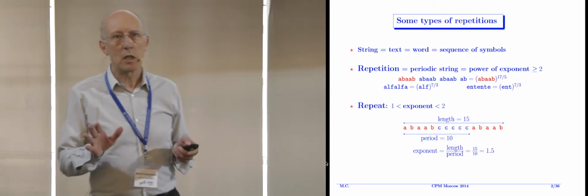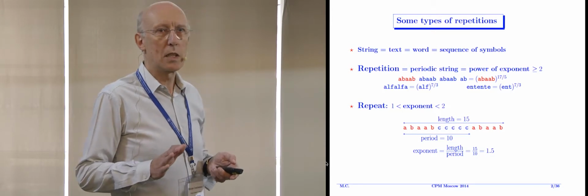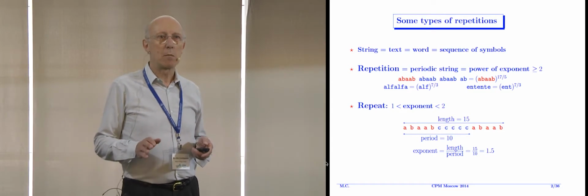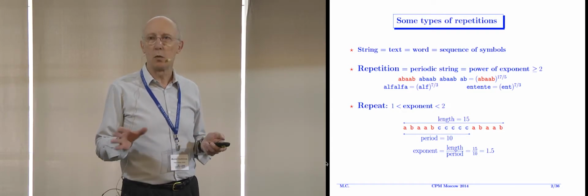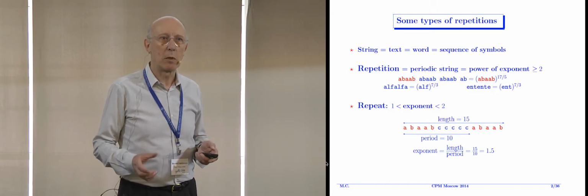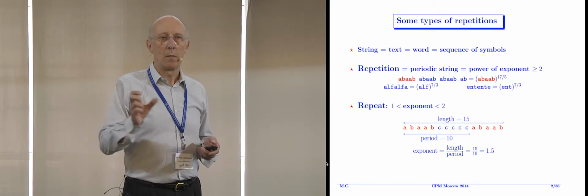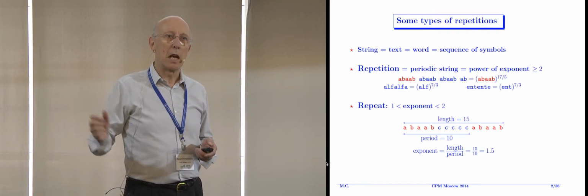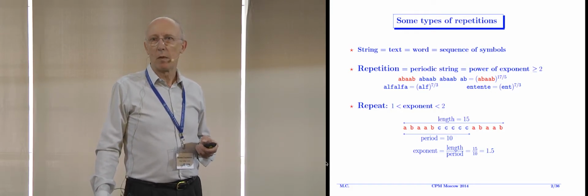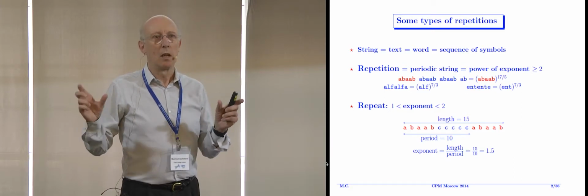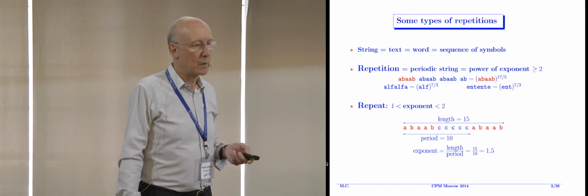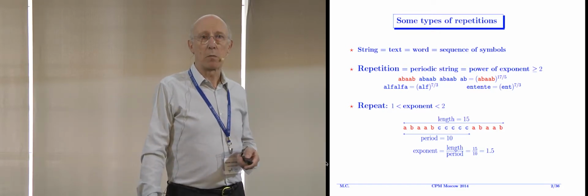I will make a distinction, but the language is not totally stabilized about that. I will call a repeat something having an exponent between 1 and 2. So a repeat is not as strong as a repetition. In a repetition, you have consecutive occurrences of the same element, of the same root. In a repeat, the same element repeats, of course, but not immediately after. Still, the notion of exponent is the same.